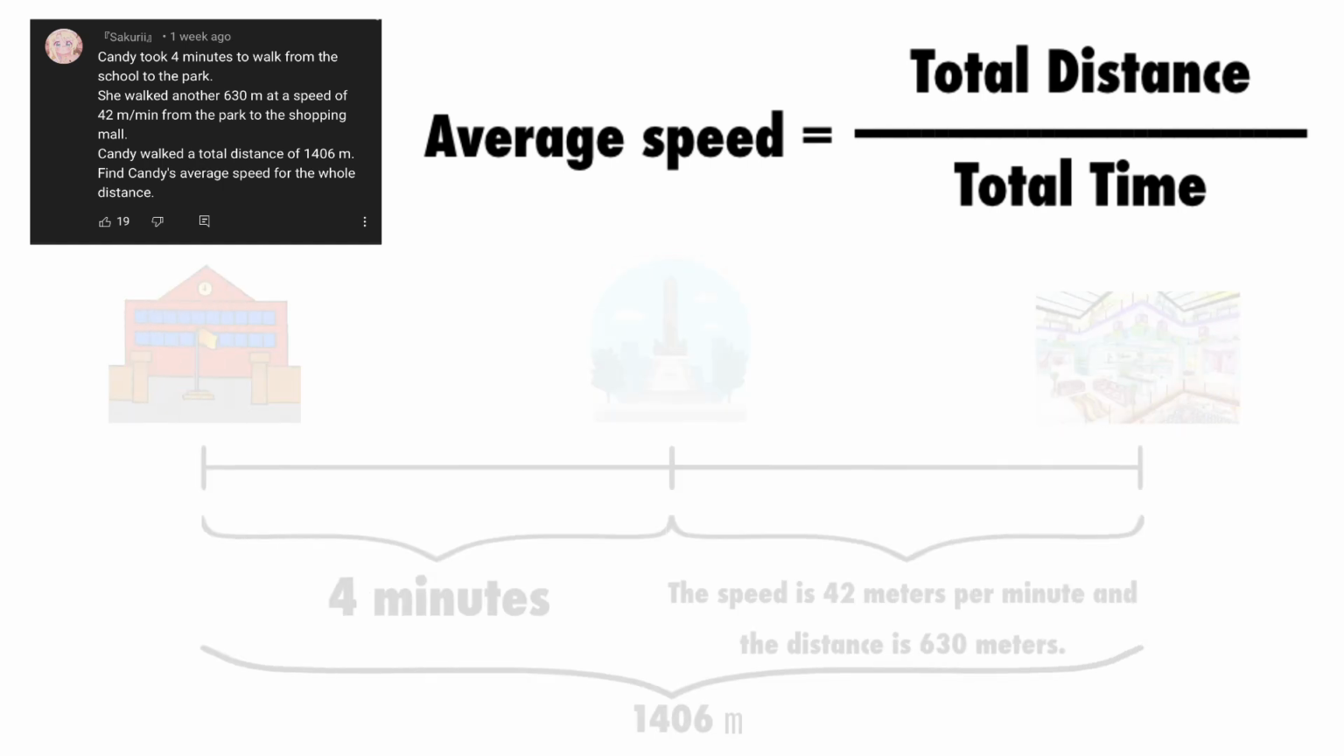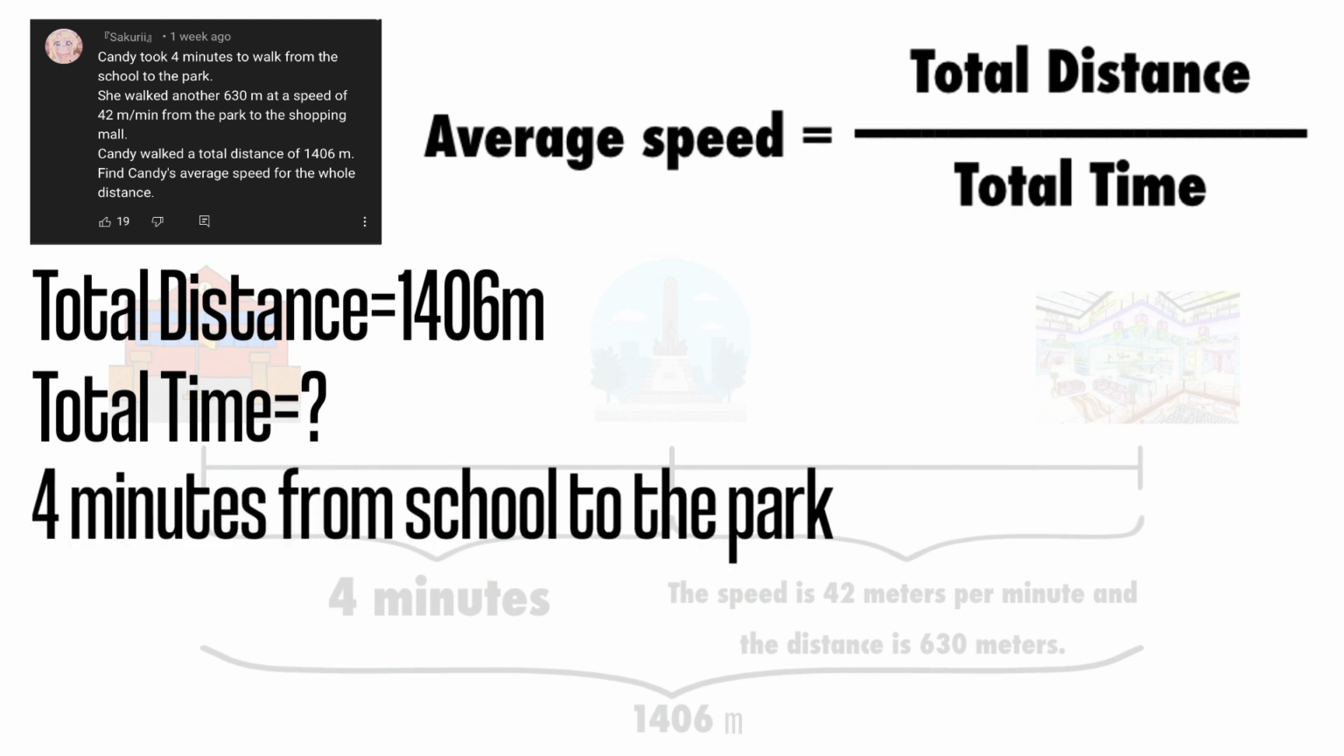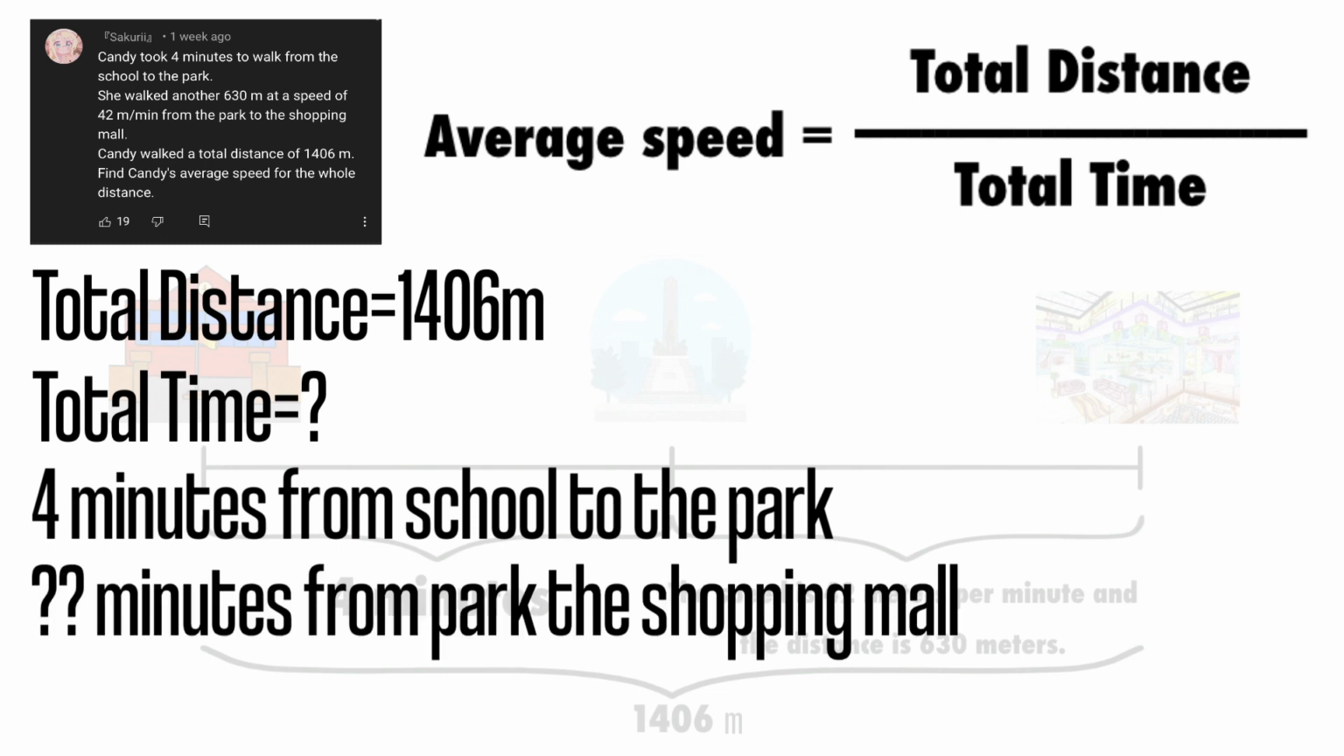We already know the total distance, which is 1,406 meters, but what about the total time taken? We know that Candy took 4 minutes to walk from the school to the park, but we don't know how long it took her to walk from the park to the shopping mall. If only we knew that, we could add the two values and get the total time taken. So how do we find how long it took for Candy to walk from the park to the mall? We are only given her distance and speed.